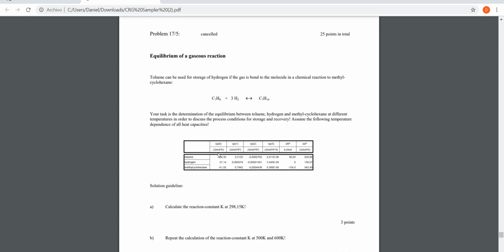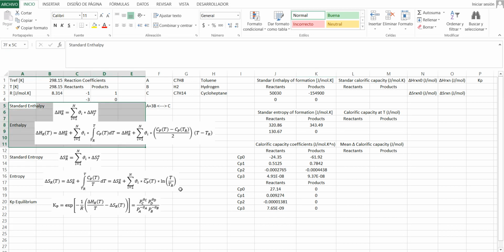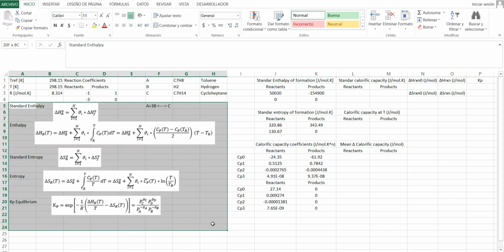So solution guideline. Point A. Calculate the reaction constant K at 298.15 Kelvin. If we look at this Excel sheet, I took the liberty of typing some values. So let's see them one by one. Here we have some equations that were taken directly from Professor Schutz's notes. You can also find them in any thermodynamic book. I'm not going to take time to describe how they were deduced. I'm just going to use them.